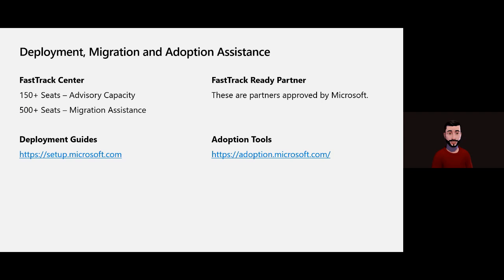Now let's talk about deployment, migration, and adoption assistance, something our customers are really eager to learn more about. As I mentioned before, if you own or are about to acquire 150 or more seats, you get advisory capacity from Fast Track Center. You get an engineer assigned, and a team that is going to support you and help answer some of the questions pertaining to deployment, implementation, and so on.